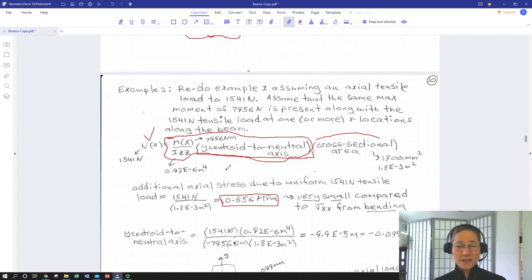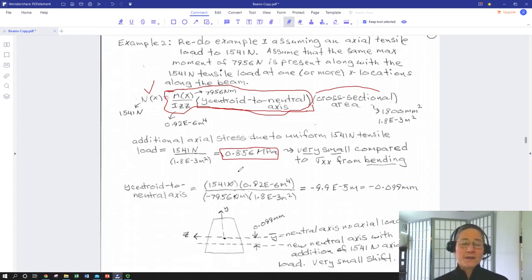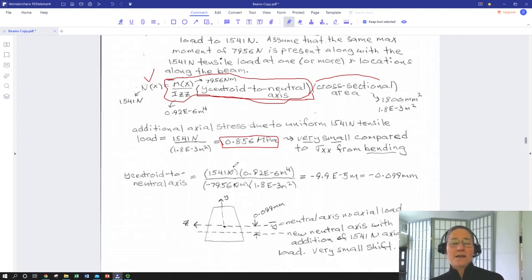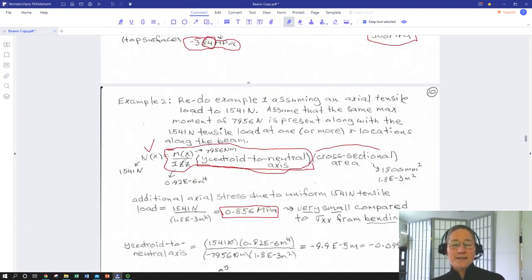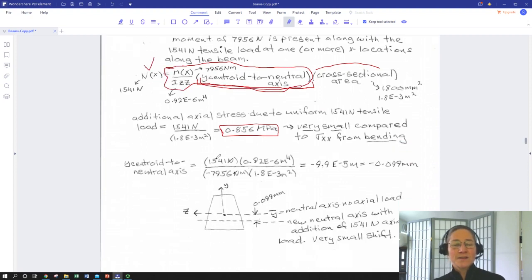So if you want to put something into some significant tensile stress, flexure will get you there faster than just outright stretching it. Okay, let's see what happened to our neutral axis. If we manipulate this, we know what the cross-section area is, we've been given what the axial force is. Let's solve for this term. So we have this down here. So we've isolated the y-centroid to neutral axis distance, solving for that, and we get a negative 9.9 times 10 to the minus 5 meters.